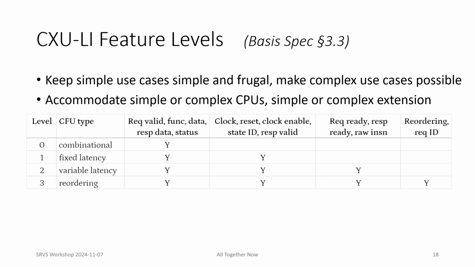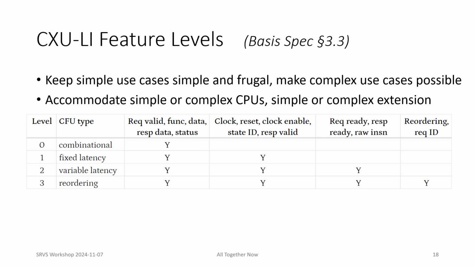The 4 feature levels in the basis spec are stratified to factor out boilerplate complexity and overhead, to keep simple cases simple and frugal, while still supporting complex use cases. So it works well for simple and complex CPUs and for simple and complex CXUs. For example, some CPUs can tolerate fixed latency CXUs, but cannot tolerate flow-controlled back pressure from a CXU.